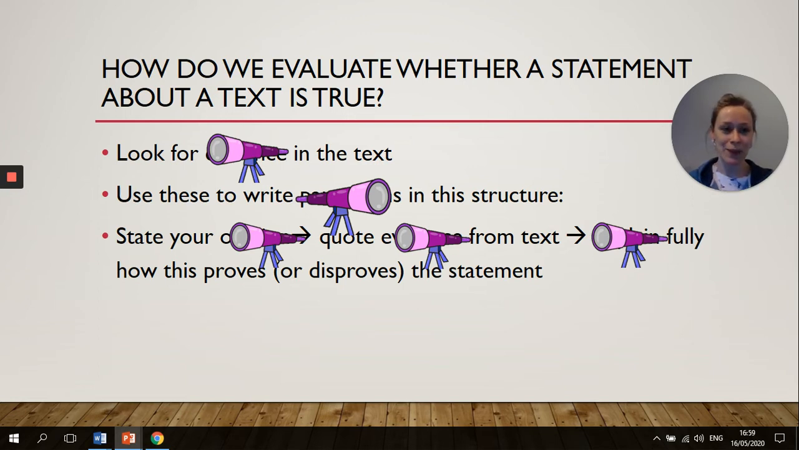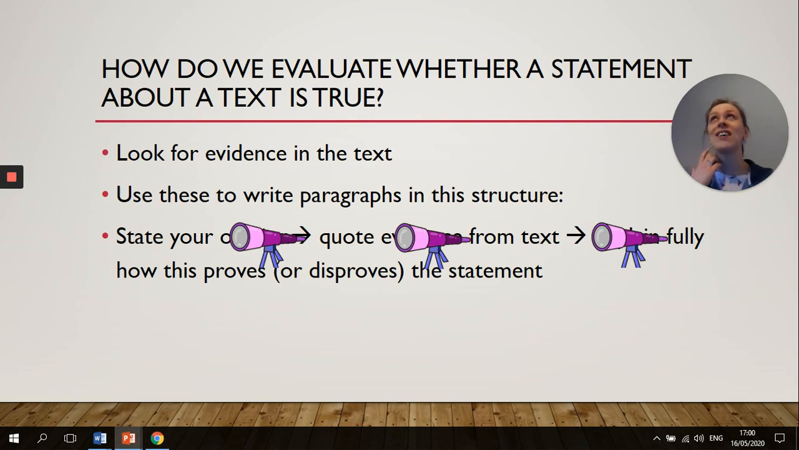Okay, I hope you got that. Are you ready? Let's check those answers. So the first missing word that I was looking for was evidence. We always start an evaluation by looking for evidence in the text. Secondly, we then write this into paragraphs. You cannot have an evaluation written in note form, or certainly not in English. It has to be paragraphs so that you can develop your ideas and convincingly argue what you think is true or not.